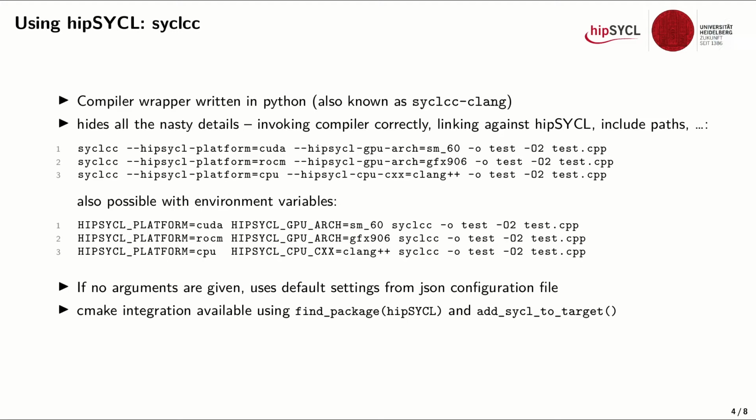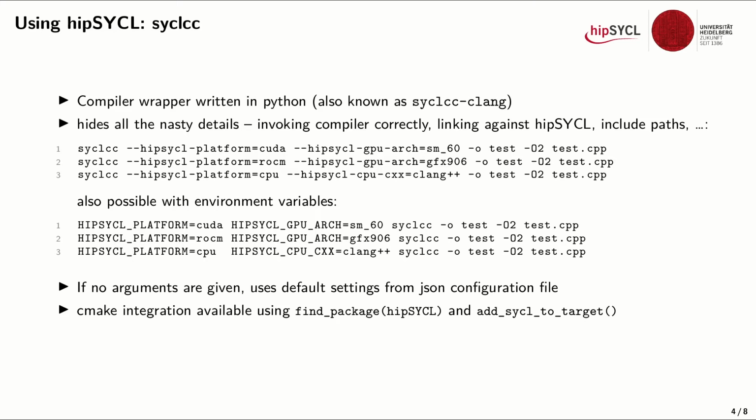If you compile code with hipSYCL, you use the syclcc compiler wrapper. It's also sometimes referred to as syclcc-clang. It's exactly the same thing. You can either type syclcc or syclcc-clang. It makes no difference. syclcc hides all the nasty details. For example, how to invoke the compiler correctly, how to load the hipSYCL Clang plugin if it needs to be loaded, linking against hipSYCL, setting the correct include paths, and so on and so forth.